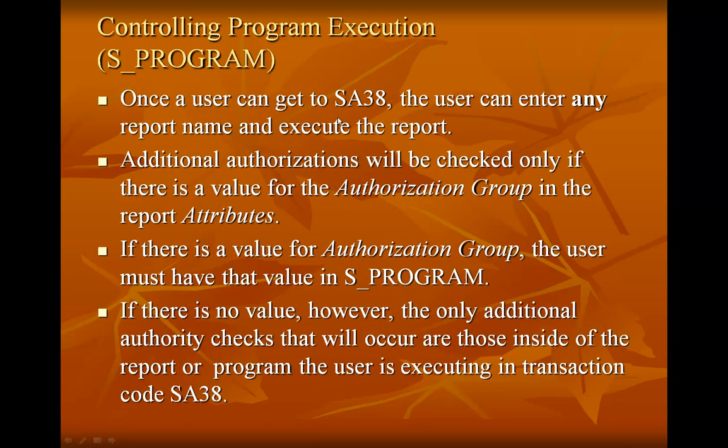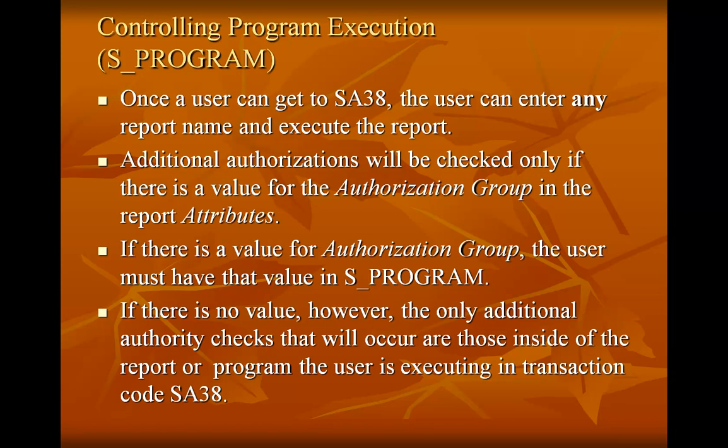Now, once a user gets to SA38, the user can enter any report name and execute the report. Additional authorizations will be checked only if there is a value for authorization group in the report attributes that we just saw. RSUSR002 didn't contain any value, right? So in RSUSR002's case, no checks will be made, because anybody can execute that program since it's not assigned to any group. Only when you assign a program to a group, checks would be made.